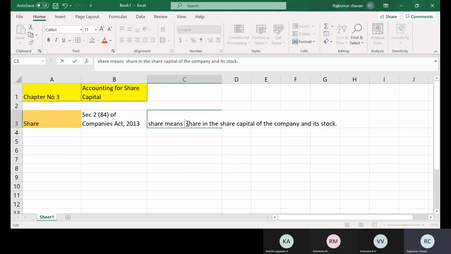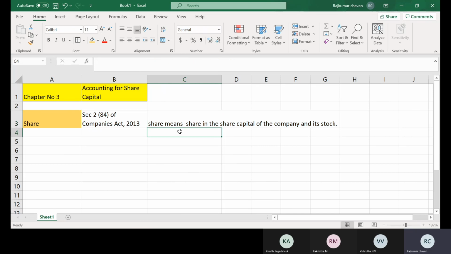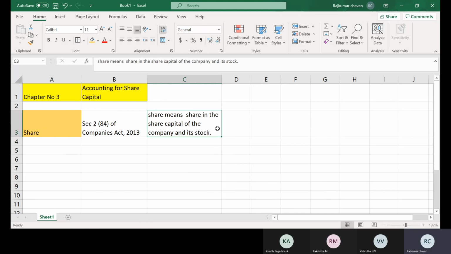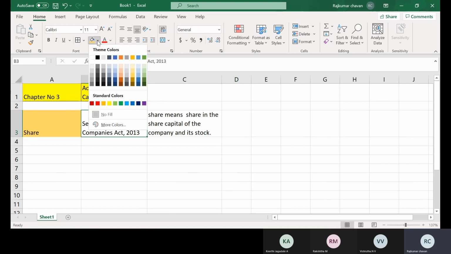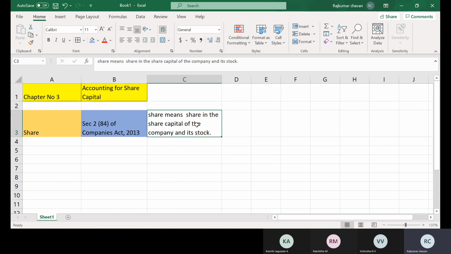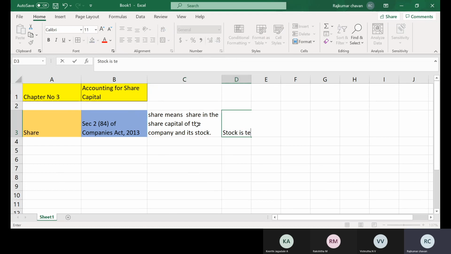What is share? Share means a small portion of the total share capital, as per section 2, subsection 84 of the Companies Act 2013, which defines the meaning of share. Nothing but a share means a share in the share capital of the company and its stock. So what is stock? Stock is a group of shares. A group of shares is called stock.